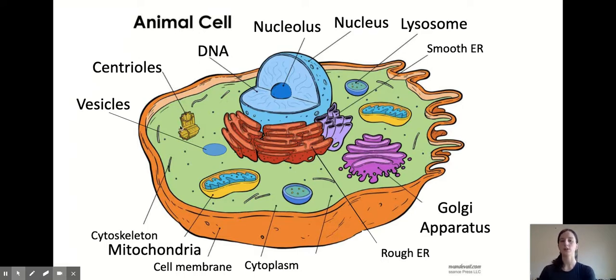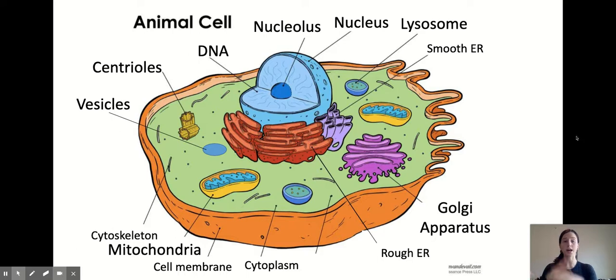And then we've got centrioles up here. So centrioles, they're important in cell division. So when your cells divide, you guys might remember this from last year, you've got 2 copies of each chromosome, and you need to pull those apart to opposite ends of the cell so that when the cell splits into 2, you've got the same amount and type of DNA in both cells. So centrioles very important for cell division.